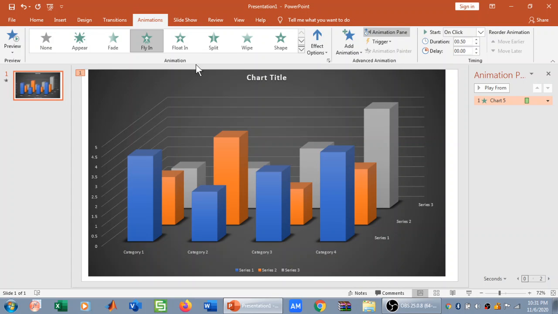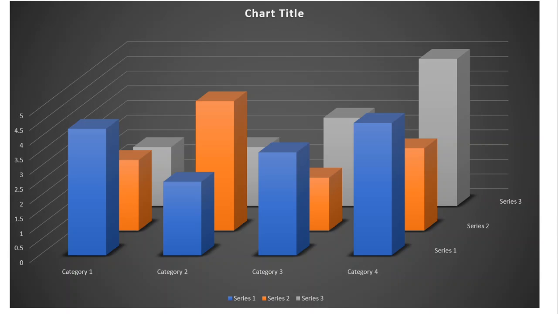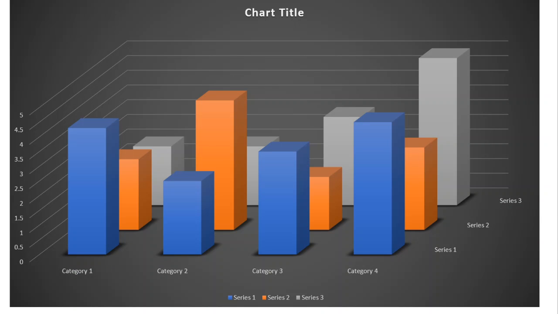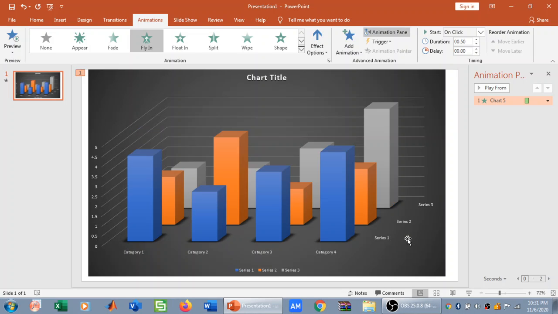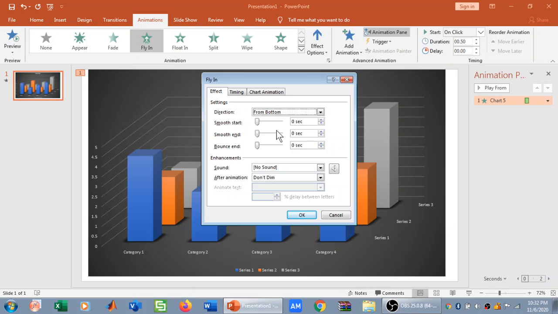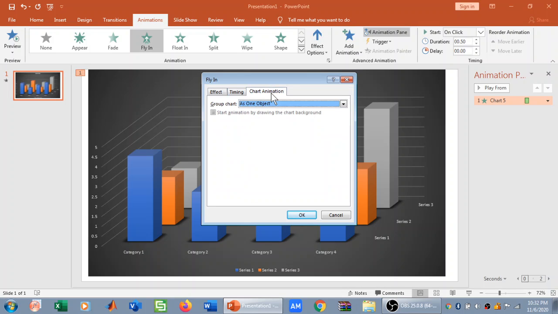Now after selecting the Fly In animation, if you look in the slideshow, we have the whole animation appear at once. I do not want to do it. I want to make it more attractive. To make it more attractive, what I am going to do is right click on the animation pane and go to the Effect Options. In the Effect Options, I am going to go to the Chart Animation.